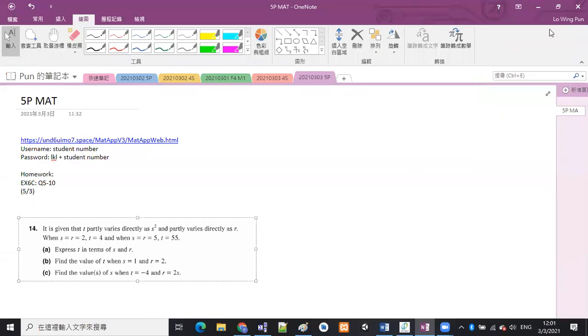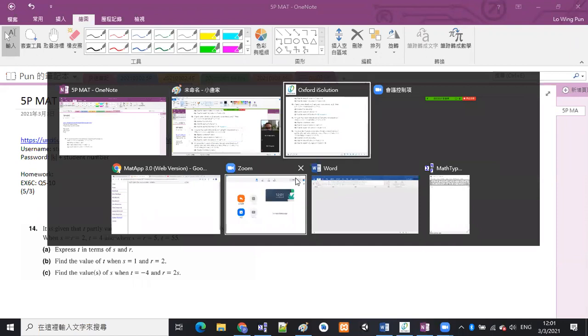We're still talking about the partial variation. So this classwork was the classwork on 26th of February. Okay, this is the last classwork.